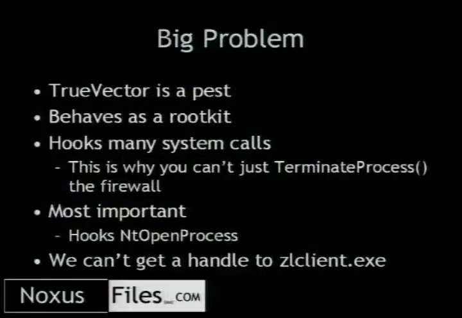True Vector for us is a pest. As I said before, it behaves like a rootkit. It hooks a lot of system calls, and this is why you cannot just do a TerminateProcess on the firewall. Although I think if you follow the route that I've used, you actually can do a TerminateProcess on the firewall, but it's pretty much going to kill all network activity, so you don't want to do that. And that's one of the reasons I took the route that I did. The most important call that it hooks, at least for us, is NtOpenProcess. If that's hooked by Zone Alarm and it's preventing us from trying to attach to it, we will not be able to get a handle to zlclient.exe, and our code can't run. We won't be able to inject any code into the process. And that's a very big problem, because how else are you going to shut it off?